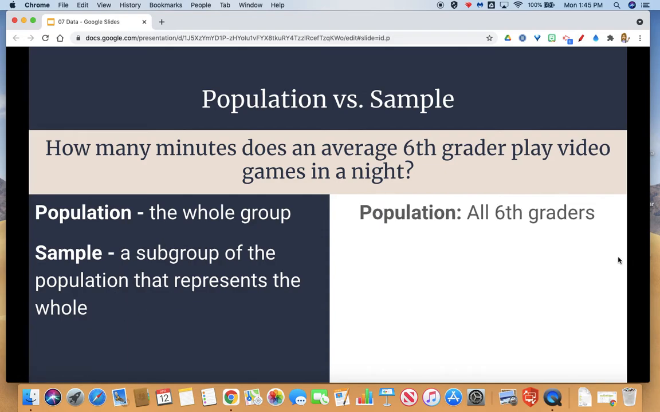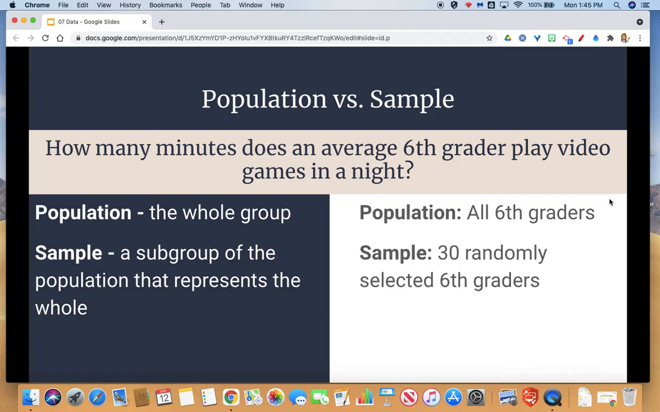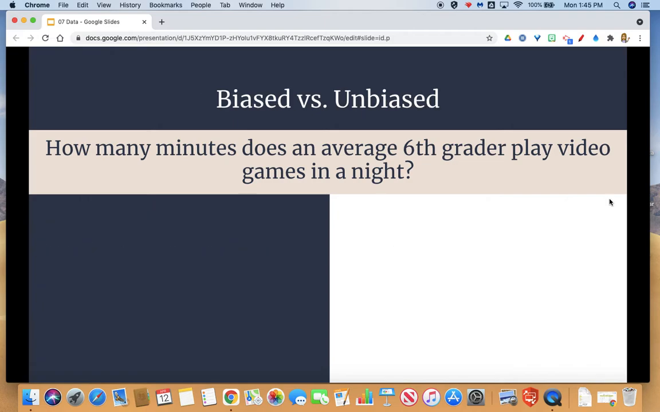So my population in this question, who is the whole group? The whole group is all sixth graders because we're talking about the average sixth grader. But then we need to figure out who our sample is going to be. Maybe your sample is 30 randomly selected sixth graders. Why do you think we put the word randomly in there? Because having 30 random sixth graders is going to give you a more unbiased sample, which leads us into our last skill, biased versus unbiased.